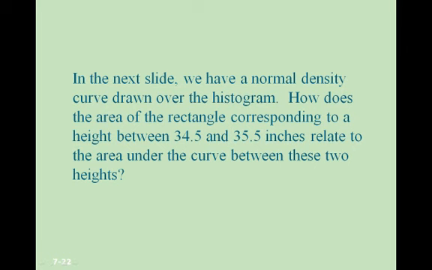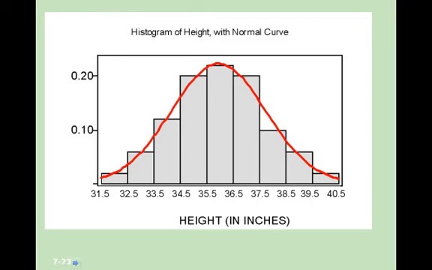In the next slide, we have a normal density curve, which we'll draw over top of the histogram we just saw. And we want to answer this question. How does the area of the rectangle corresponding to a height between 34.5 and 35.5 inches relate to the area under the curve between these two heights? So here we see our picture. This is the histogram we looked at before, except now we've drawn over top of it a normal density curve.